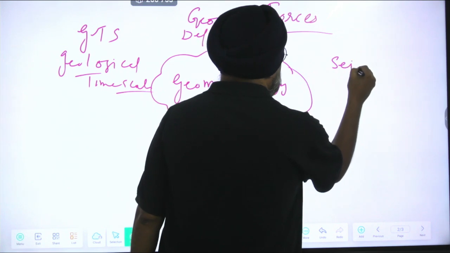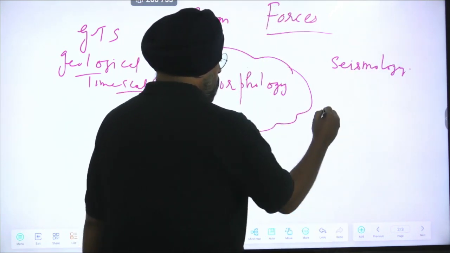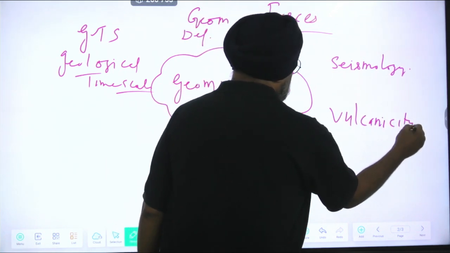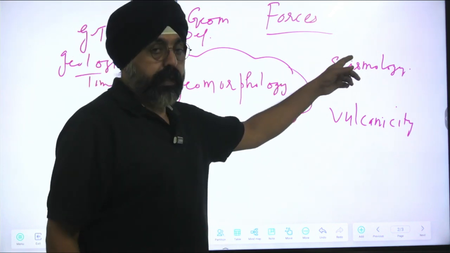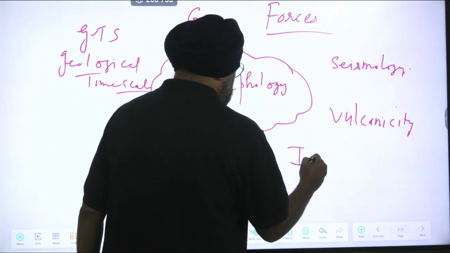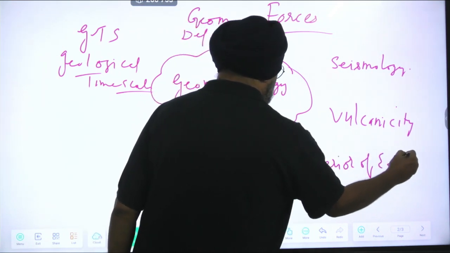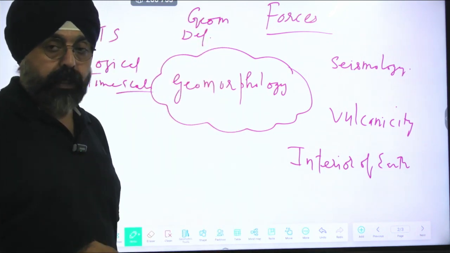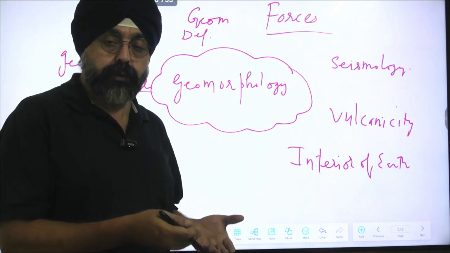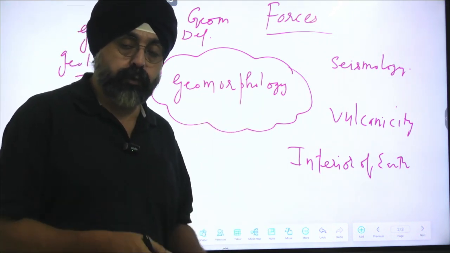Seismology. Then we're having volcanicity. We study earthquakes here, we study volcanoes here. Then we're having interior of the earth. How many layers we are having? Very recently, we had found the innermost core. Now we are having three layers of the core: the outer core, the inner core, and the innermost core.